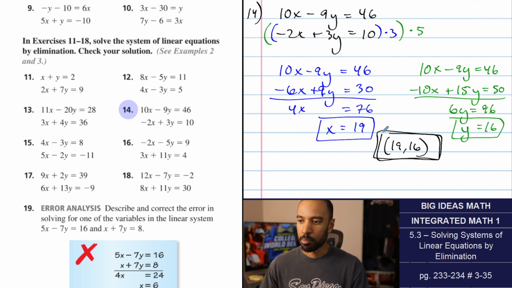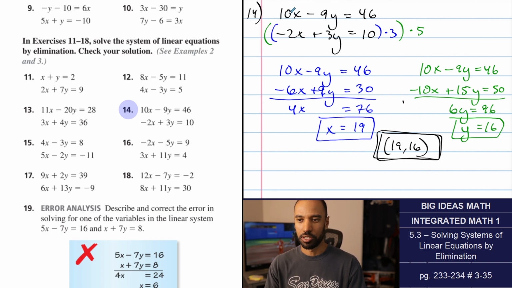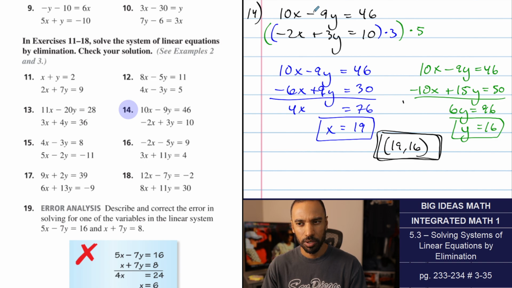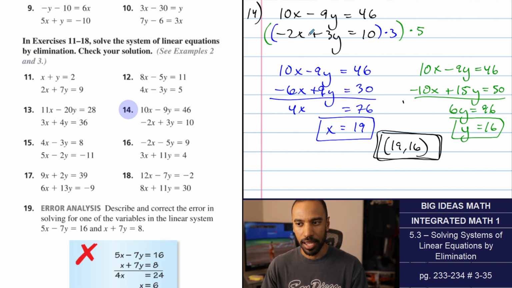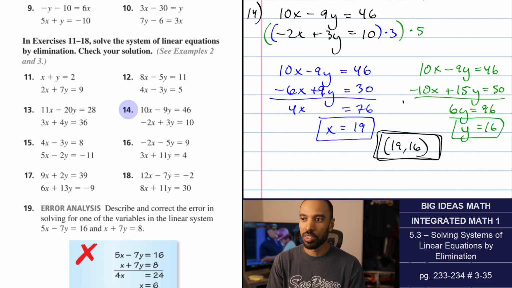We can double check it. The numbers will be kind of big. I think it's almost worth just moving forward. But that'll be 190 minus 144, that is 46, yes. And then negative 2, that's negative 38 plus 48. That should be 10, equals 10. Yes, those work out.